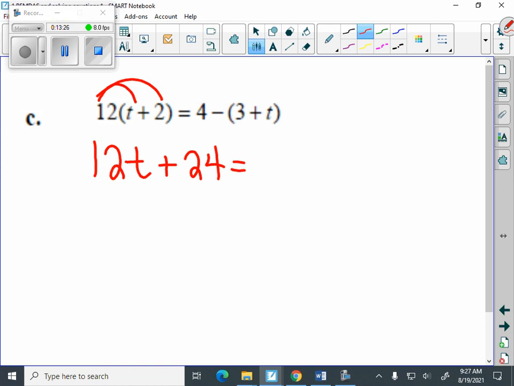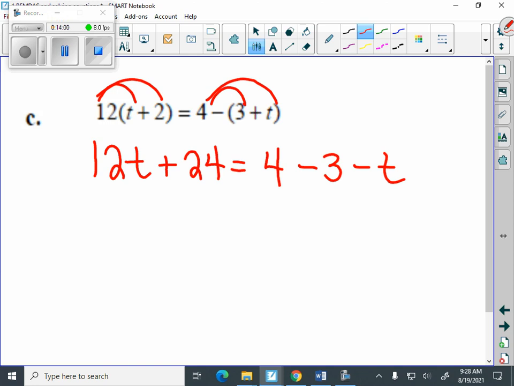Over here on the other side, it's 4, but we can distribute. Be very, very careful. We're distributing the negative. Negative times 3. Negative times positive is negative t. Notice how the negative also means the opposite. So what happens is that positive 3 became negative 3. Positive t became negative t.